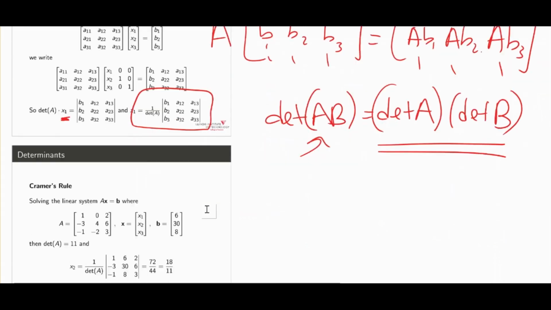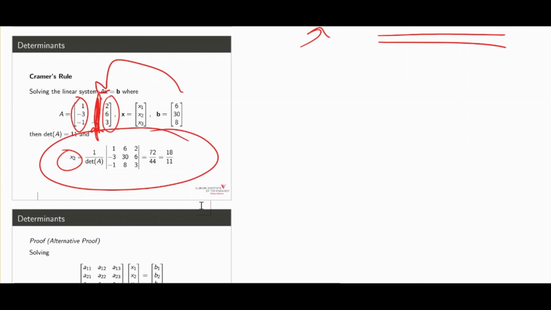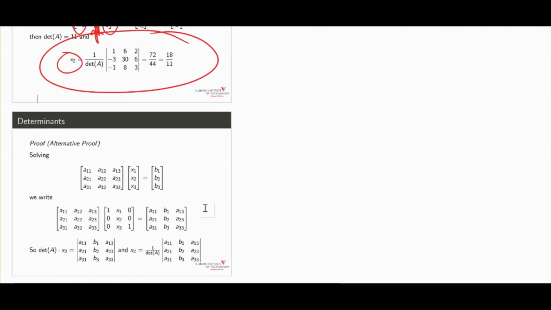And I think you can kind of guess now that if you want to find x2, well, keep this column, take this, delete this column, and put the B right inside here and compute the determinant, and you get the answer also. How do you prove it? Well, same thing.